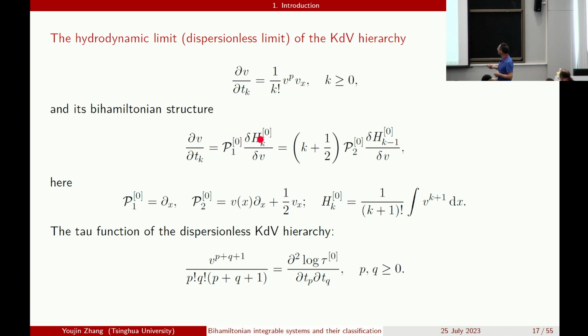For example, we have the KdV hierarchy, and we introduce this dispersion parameter. We can consider the so-called dispersionless limit, and we obtain a hierarchy of hydrodynamic type of quasilinear PDEs. They are still bihamiltonian. They have the bihamiltonian structure, and they also possess tau functions. In this case, we can write down very explicitly these 2-point functions omega and represent them in terms of tau, log tau.